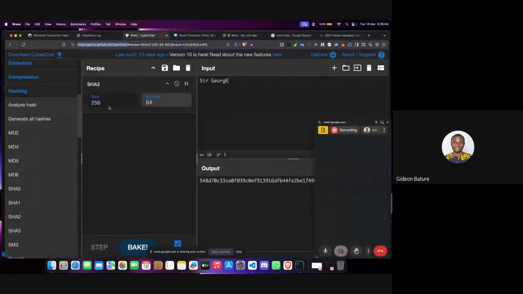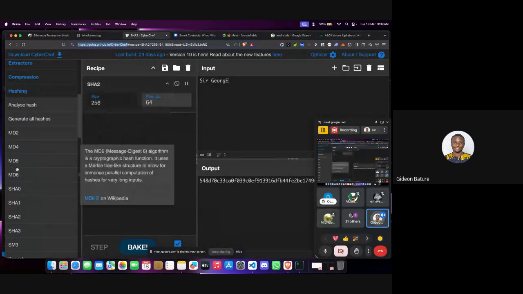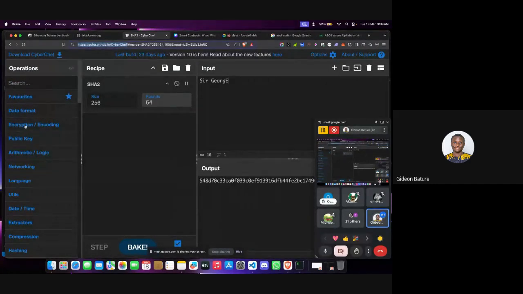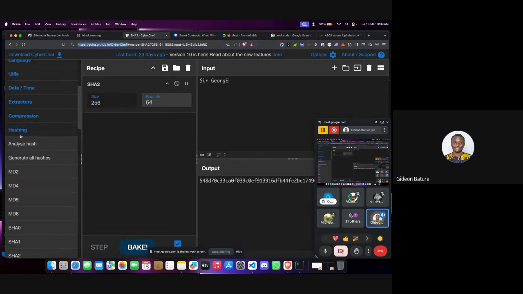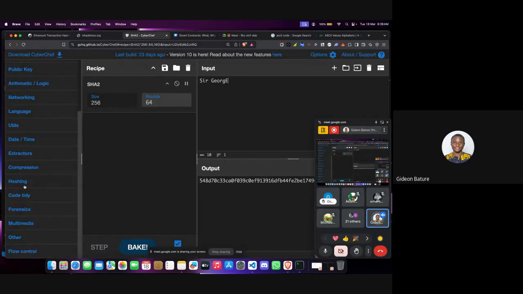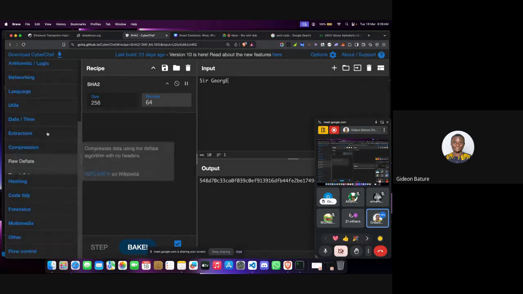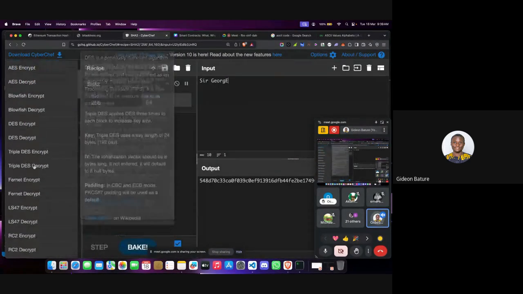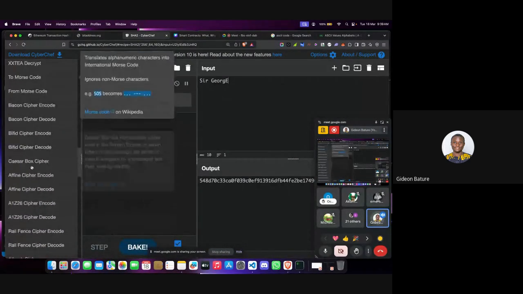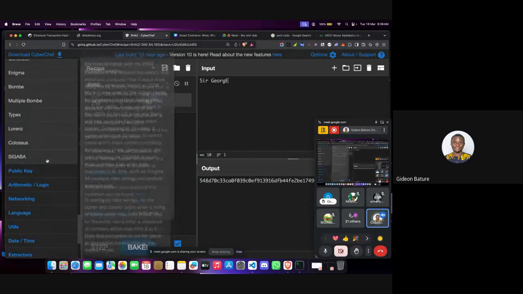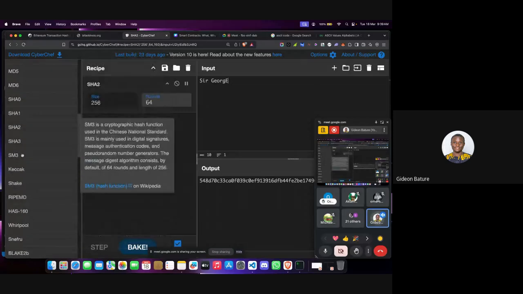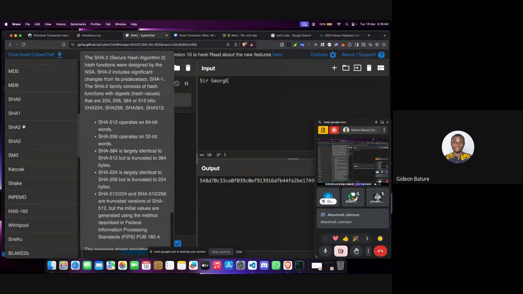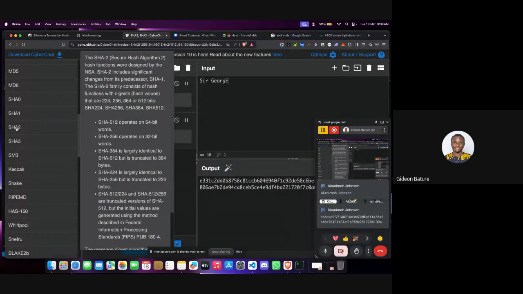Okay, so this is the setup. Once you enter the website, you come to this place, you see operations. All these ones, you can check for the operations, public key, encryption or encoding. But our main target is hashing. You come to hashing, you can see compression too, and you can see the different kinds of encryption and encoding. Under hashing, you come to SHA-2 because 256 is under 2. You double click on it.